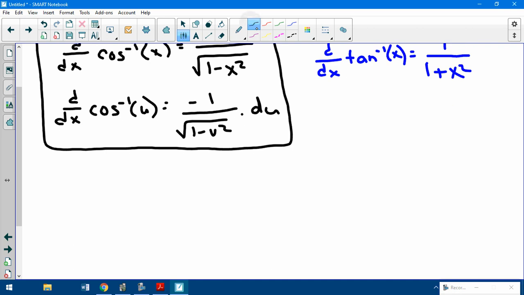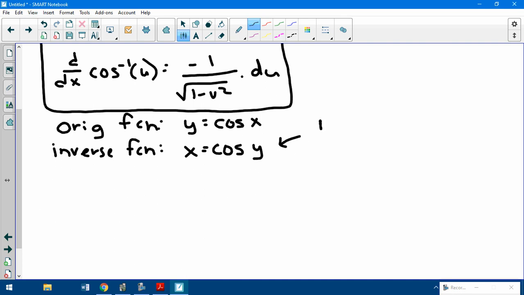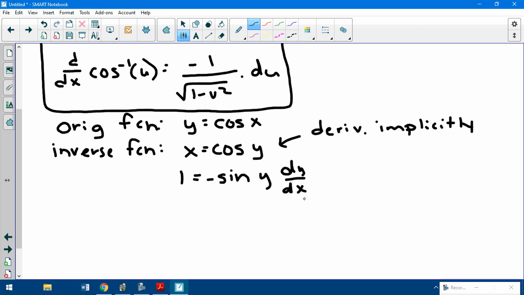Okay, let's see why that negative's there. So your original function is y equals cosine of x. So my inverse function, we switch x and y: x equals cosine of y. Remember how I came up with all these formulas for the rest of them? I've used this to derive implicitly. So derivative of x would be 1. Derivative of cosine is negative sine, there's the negative, of y, dy dx. And if I want to solve for dy dx, we would have dy dx equals 1 over negative sine of y, or negative 1 over sine of y. Again, there you can see why the negative came up.